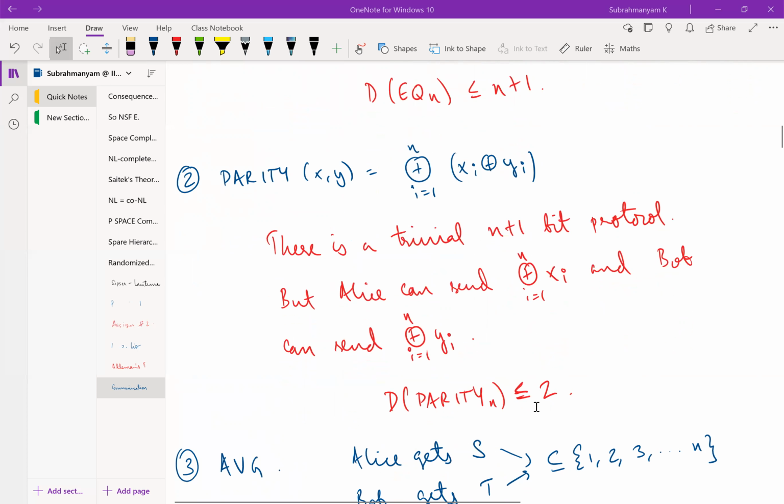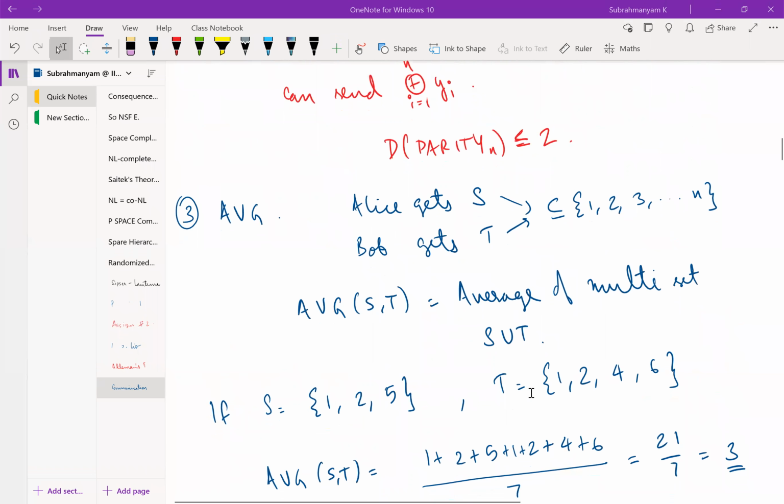And this is actually tight, because with one bit of communication, it is not possible to compute parity. With one bit, only Alice or Bob will be able to send it, and it's impossible to determine whether the parity is odd or even, because whatever Bob has will never be known to Alice if Alice is the one sending. The deterministic complexity of parity is actually equal to two.